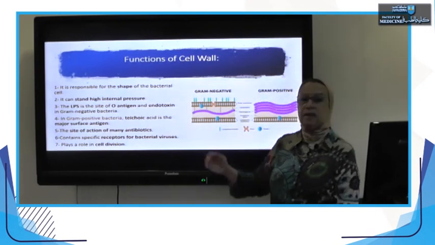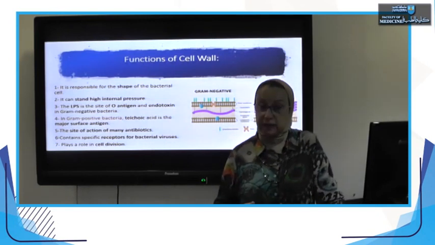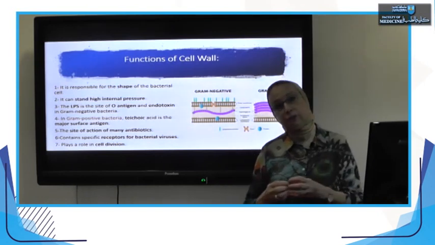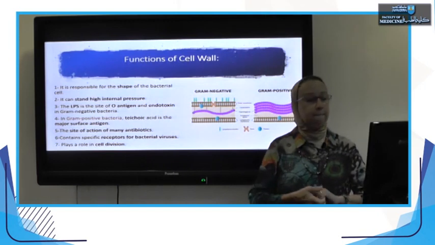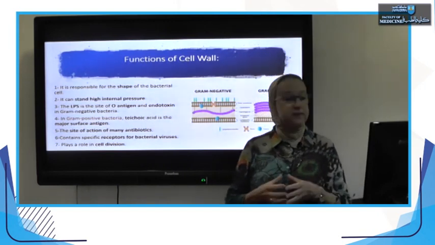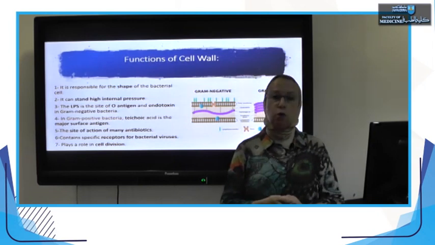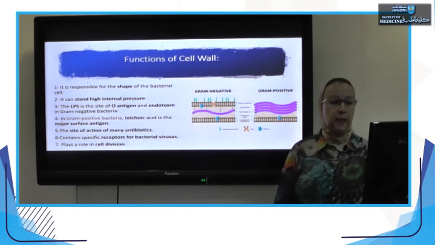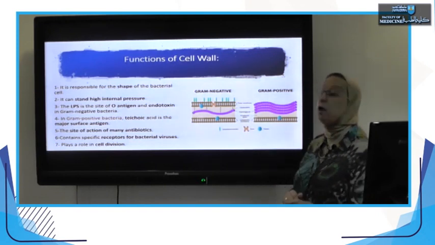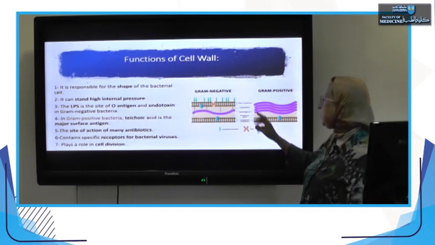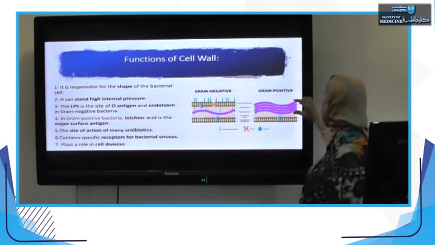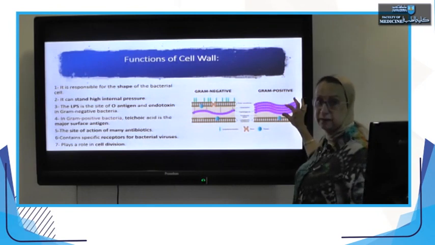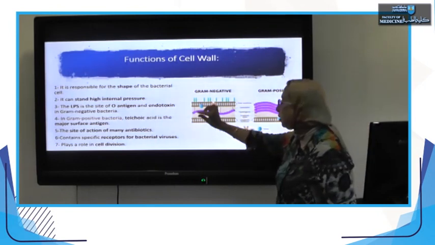It can have some receptors for some antibiotics. The beta-lactam antibiotics, like penicillins and cephalosporins, can bind to receptors in the peptidoglycan layer. And it could have receptors for bacterial viruses, the so-called bacteriophages. And it can play a role in cell division. These are the main functions of the bacterial cell wall. And again, we see here the difference between gram-negative and gram-positive bacteria. Remember, the peptidoglycan layer is thick in the gram-positive bacteria, and thin in the gram-negative bacteria.